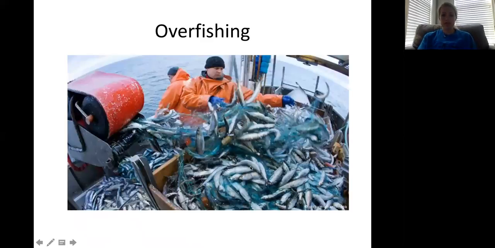Here's a picture of just something I found off of Google of a fishing boat out on the ocean. You can just see the massive amounts of fish they're catching. So obviously it is a problem, but there's good laws being put into place that are going to protect the fishing wildlife.